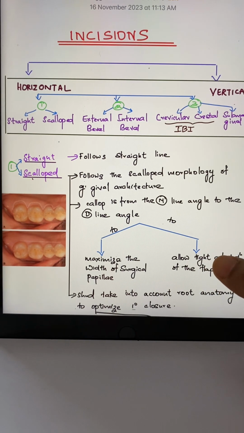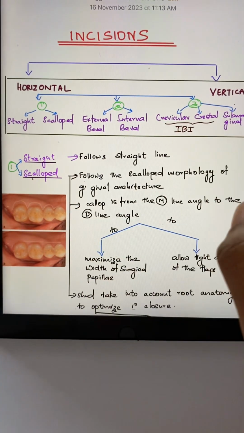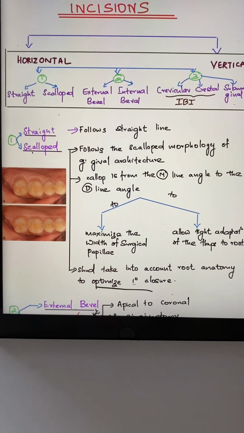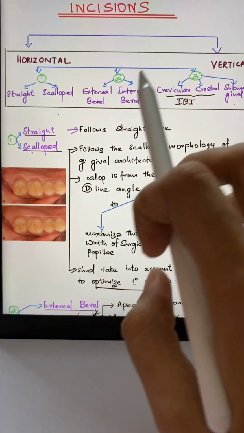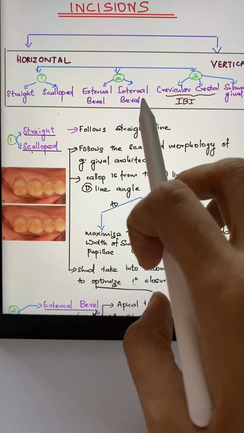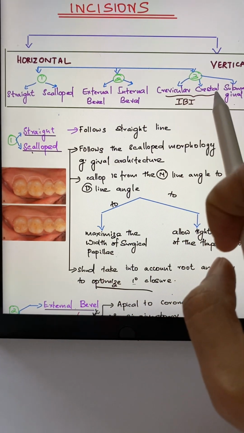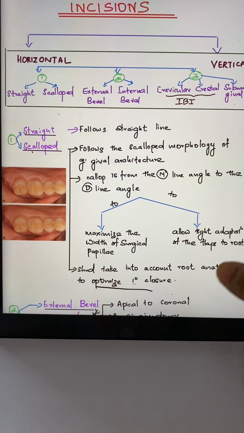There are various types of incisions that we use in this type of surgery. The number 15 or 15C surgical blade is used most often to make these incisions. The first one is horizontal and the other is vertical. In horizontal itself, there are different types. First is straight and scalloped, and the other is external bevel and internal bevel, then sulcular, crestal, and submarginal incisions.